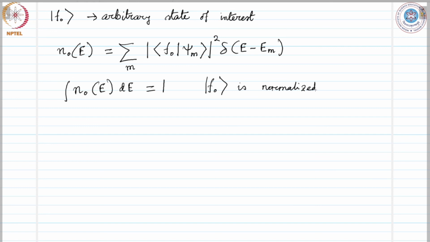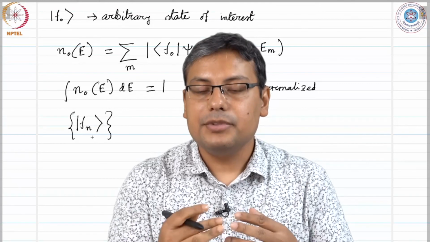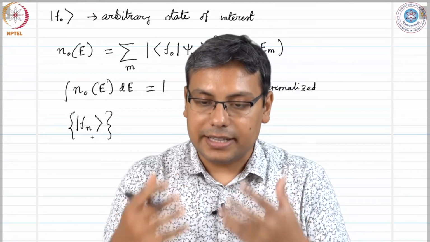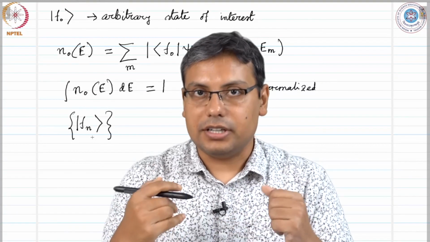The total density of states is just the sum of the projected density of states over the complete orthonormal basis set. So if we consider the entire orthonormal basis set Fn and project the density of states onto each element and sum them for a particular energy, then we will get the total density of states.